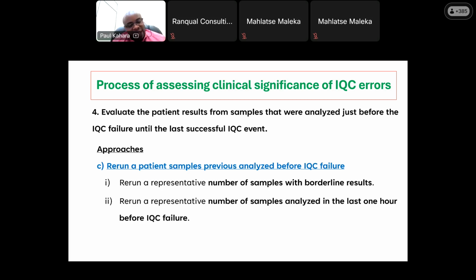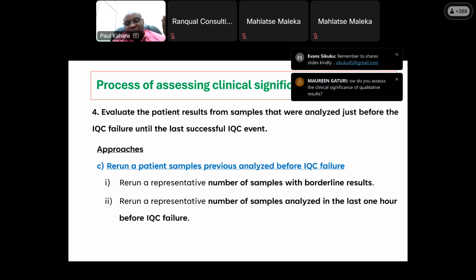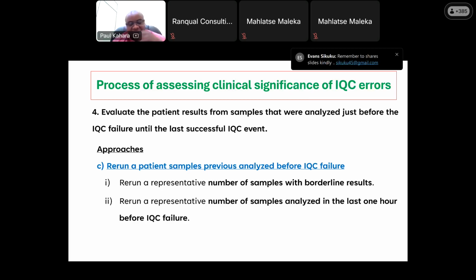We are saying you have an IQC that you ran in the morning, it failed. But yesterday you had run another one, it was passing. And I want to repeat myself, sorry for repeating myself, the standard is requiring that we confirm when the problem actually began. And we have explained two approaches. Now the third approach is the one where we run a patient sample that was previously analyzed before the IQC failure. So what you can do, you can rerun a representative number of samples that were reporting borderline results.